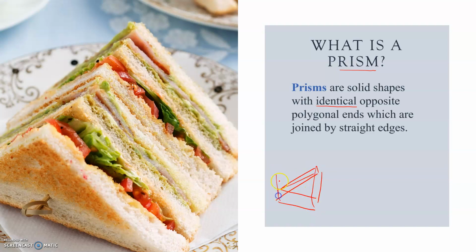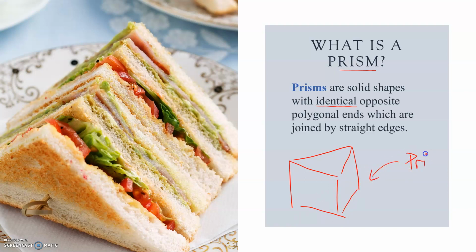If I keep stacking the same triangle, I should get a three-dimensional shape, which looks a little bit like that. Okay, so this is the idea of a prism. So it has the same ends, which is a triangle, and this one is the same triangle at the bottom.